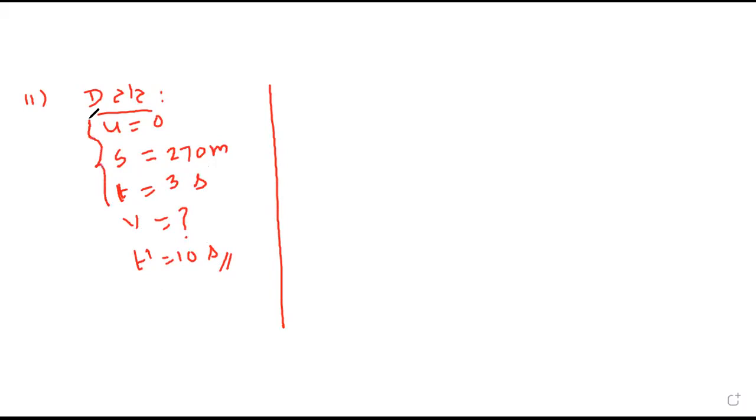From this three information, can you get acceleration? Yes, sir. If I get acceleration, can I get v after 10 seconds? Because u plus a into t dash will be my velocity after 10 seconds.